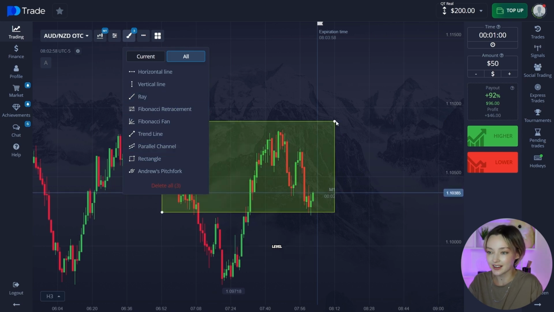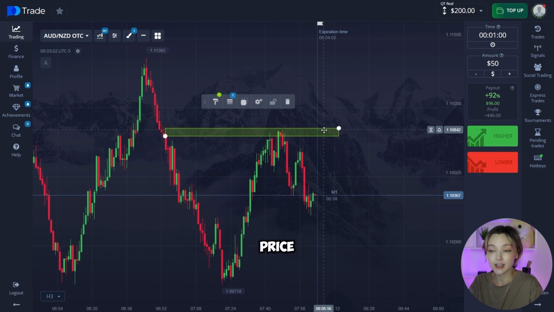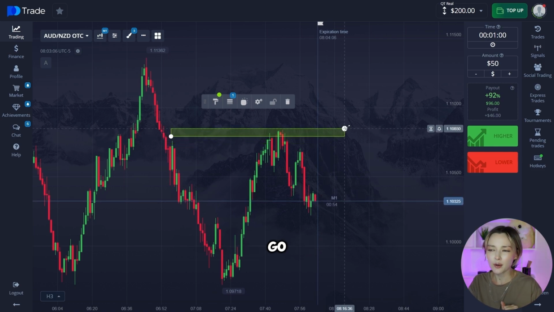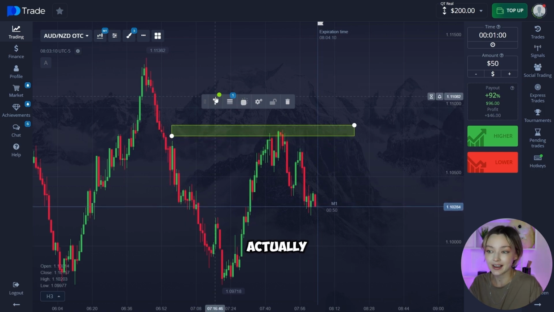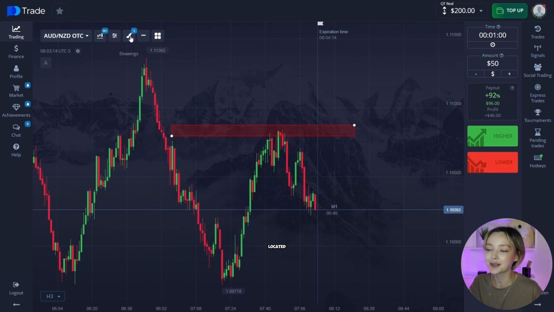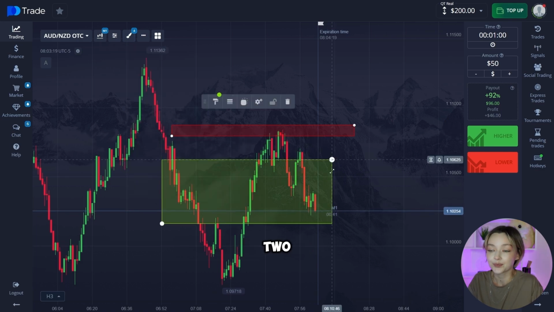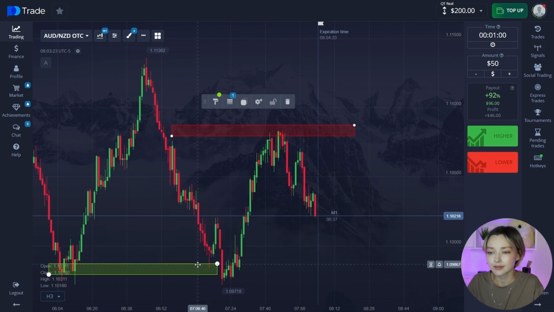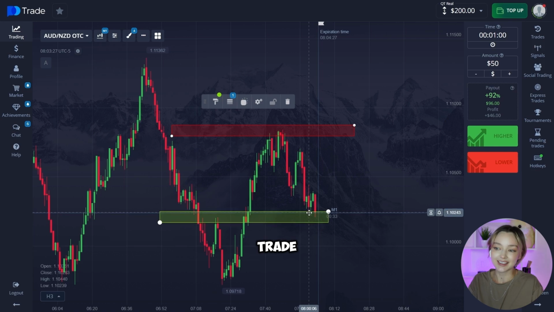Let's draw the resistance level, placing it around here, suggesting the price bounced off of this area quite often. Technically, it may go a bit further, but that doesn't matter at the moment. Let's change the color to red, actually, as to not mix it up with our further drawings. Let's draw another rectangle and locate it at this post support level, the price bounces off of too. That's a bit of a more global level. Let's place it right here at the closest local area. Now we can trade at these levels.